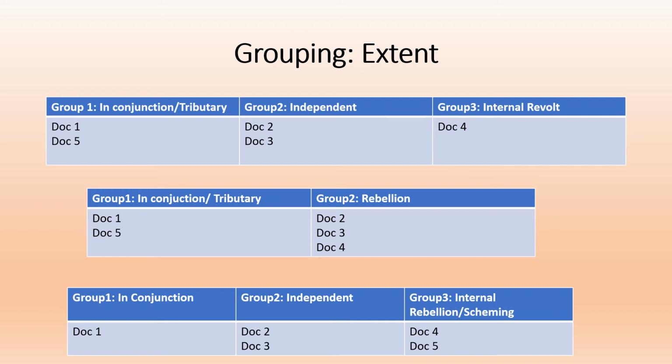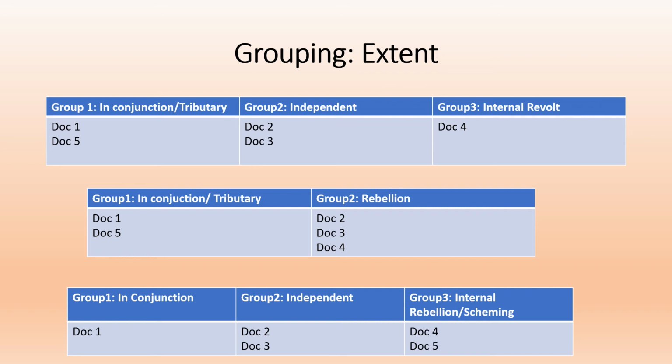Again, document 2 and 3 coming together, that independence, success, complete break. So the extent is none, from the British. And then you could find the one document that could remain solo where you do see a true tributary or in conjunction rule. So the extent is very close with the British. Okay, so that is another way that you could do it.